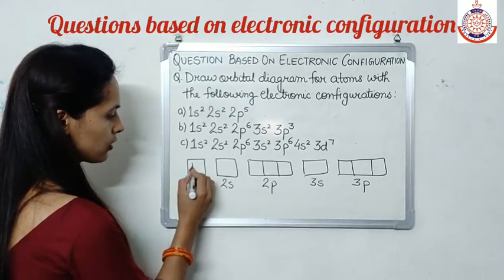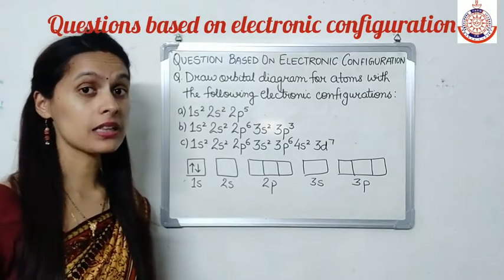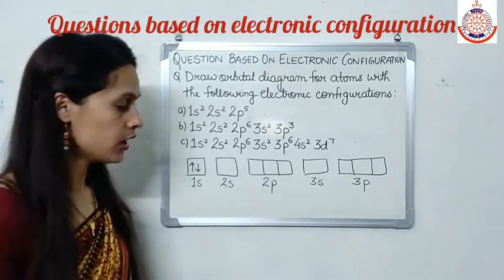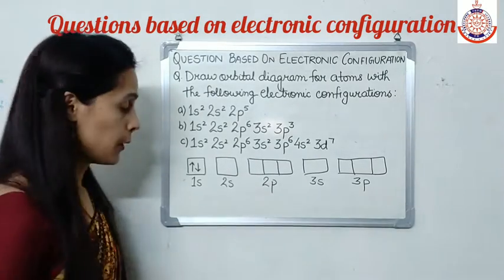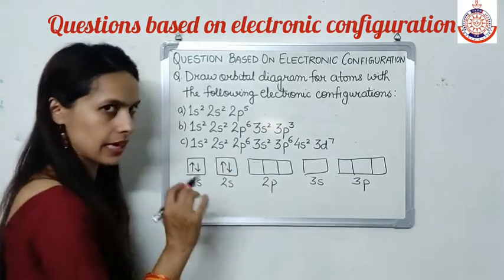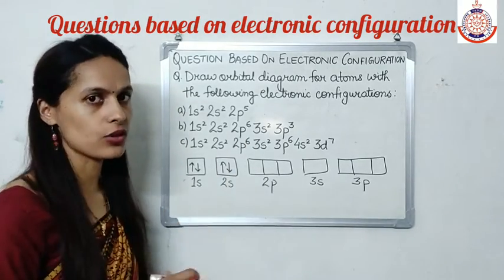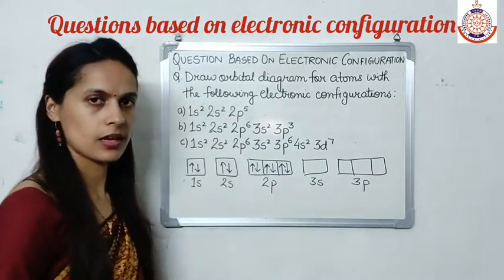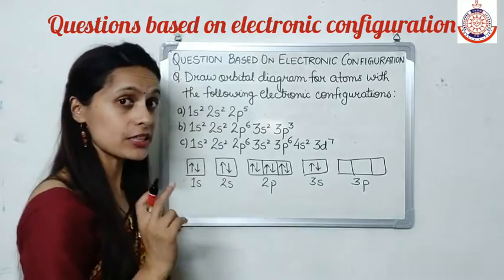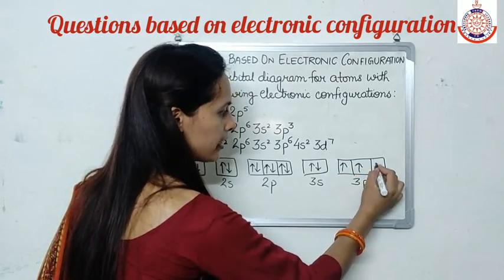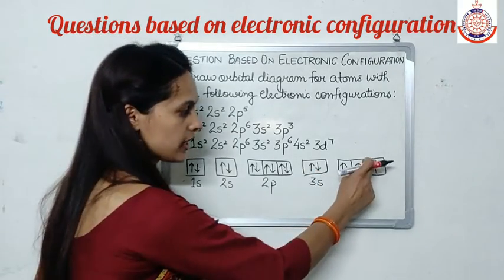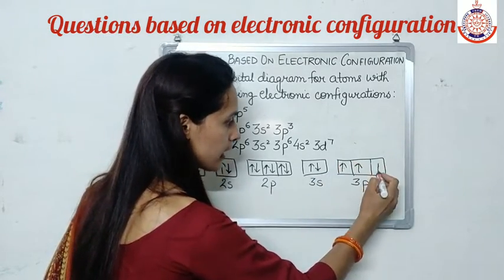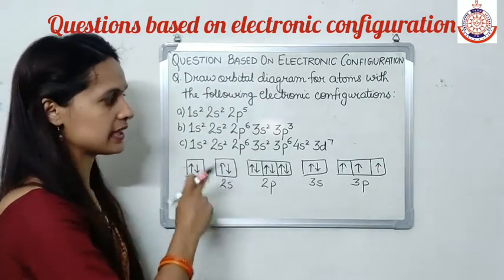Now 1s, 2 electrons, clockwise, anti-clockwise. Here we'll apply the Pauli exclusion principle: an orbital accommodates only 2 electrons and both electrons have opposite spin. So same-direction, parallel arrows we can't represent. 1s2, 2s2, 2p6. Now in p we have 6 electrons, so it is fully filled. So I can write 1, 2, 3, 4, 5 and 6. Now 3s2, 3p3. So 1, 2 and 3. I'll not write it like this because this is against Hund's rule of maximum multiplicity. So I'll write it here. So for the second one, the orbital diagram is this.